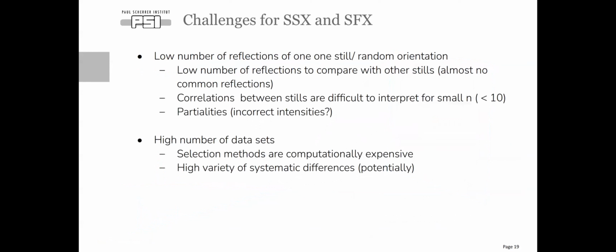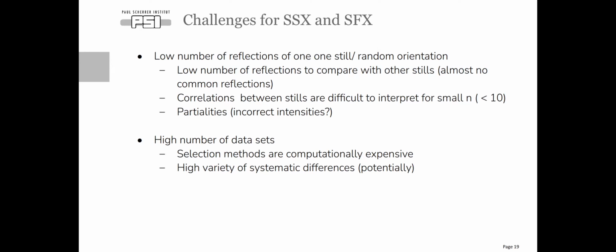Diffraction patterns. As a challenge, thinking about the rejection methods I just showed, we have this very low number of reflections for one still. If we want to compare every still to each other, we need something to compare with, and for that we need common reflections. But as we have random orientations, the number of common reflections for two stills is sometimes pretty low. Then the correlations that we get are maybe not that significant or are difficult to interpret.